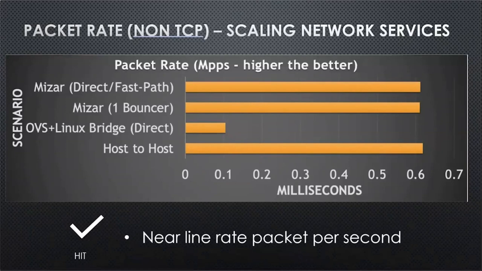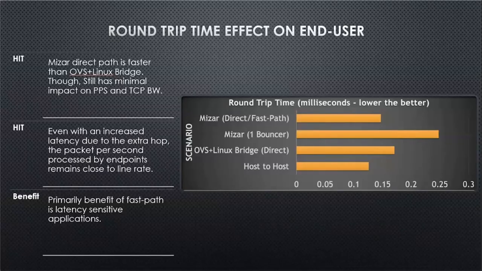Now, we will go over some preliminary performance numbers for Mizar. In our setup, we saw that Mizar achieves near line rate packets per second at around 600K PPS. With direct path, Mizar minimizes the round trip time and is faster than OVS. Even with the first packet going through an extra hop at the bouncer, the PPS processed by the endpoints remains close to line rate.